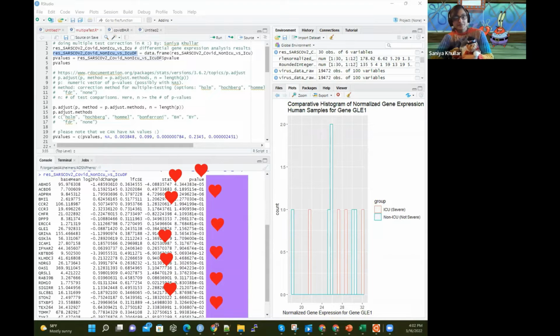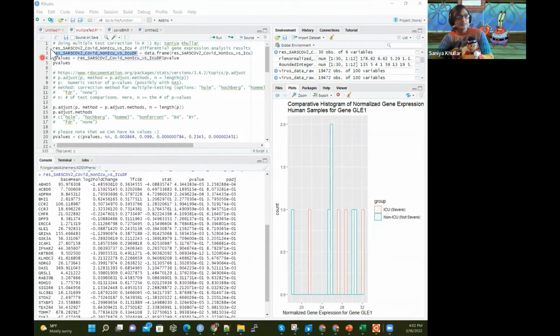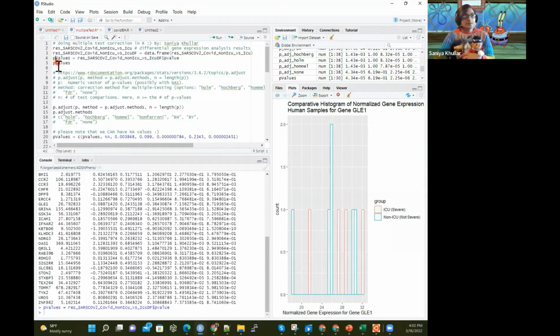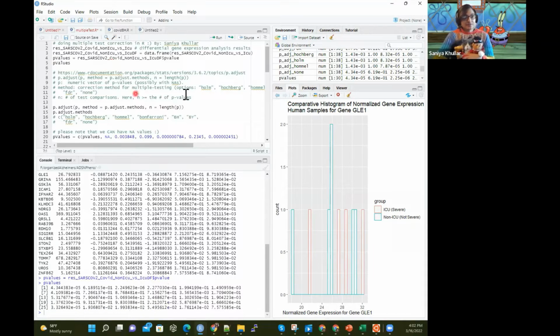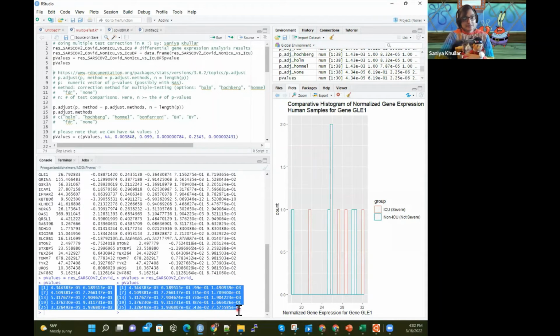That's what we're focusing on, this p-value. So what I'm going to do is just do p-values. I'm going to extract this p-value column from this data frame. That's what this does. So this is my set of p-values right here. These are the corresponding p-values.